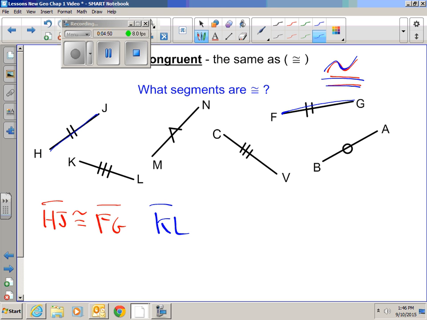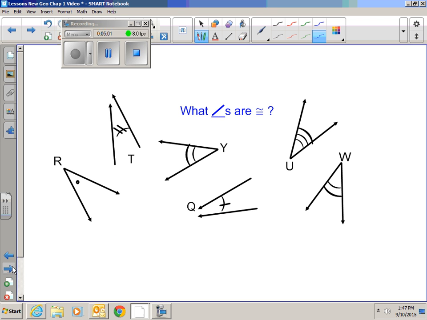KL would be congruent to CV. And lastly, which angles are congruent. Again, we're looking for similar tick marks. So we know now that angle Y would be congruent to angle W. And that's it. That's all that is congruent there.